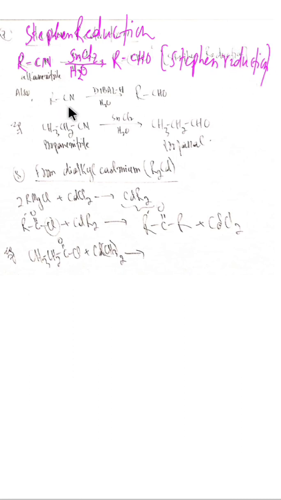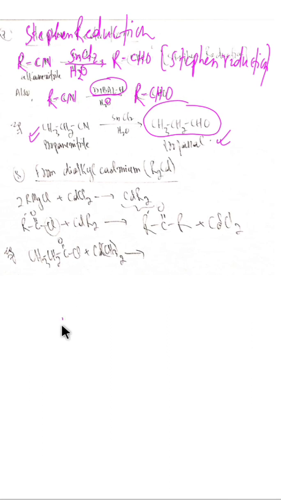I'm giving an example here. This is propane nitrile, and this is reacted with tin chloride followed by hydrolysis to form our propanal, CH3CH2CHO. Aldehyde can also be prepared by reacting alkane nitrile with DIBAL-H, followed by hydrolysis. So this CN is converted into CHO aldehyde.